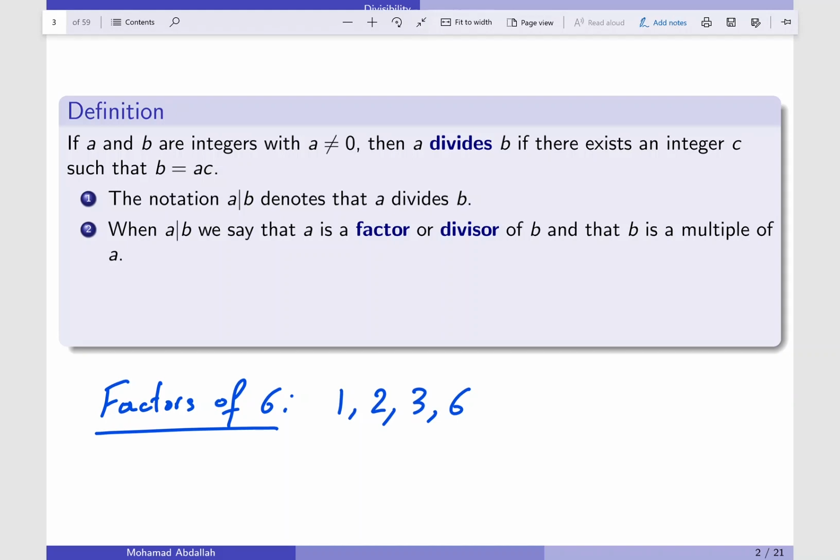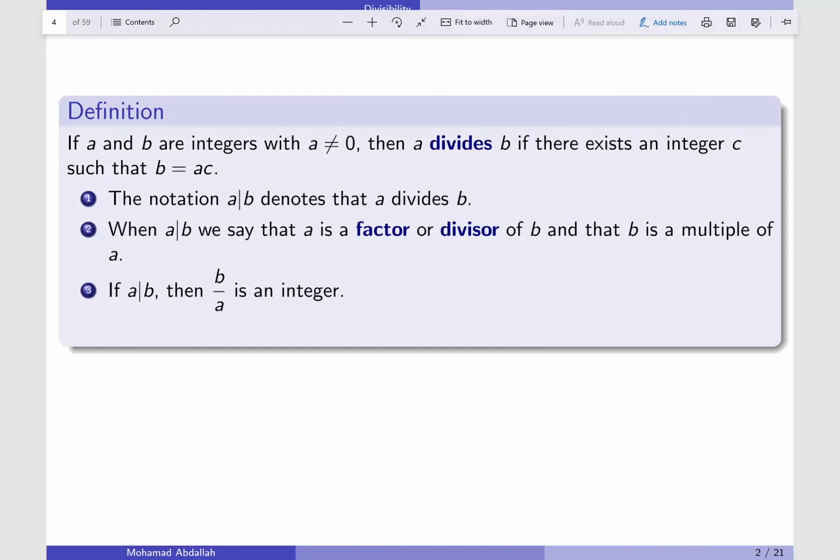In the previous example, I said that 3 divides 12, and we showed that because there exists a number C, which is 4, such that 12 is equal to 3 times 4. So in this case, I say that 3 is a factor of 12, or I say divisor. So factor and divisor are the same.